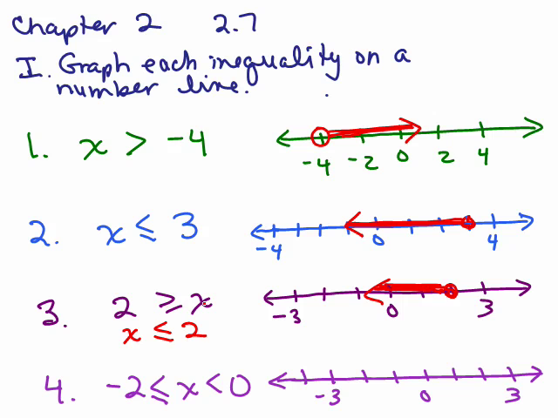Notice it's the opposite. Since x is on the right-hand side, the arrow here does not point the same way it does as the greater than or equal to symbol. But when I have x on the left side, it does point the same direction as the less than symbol.